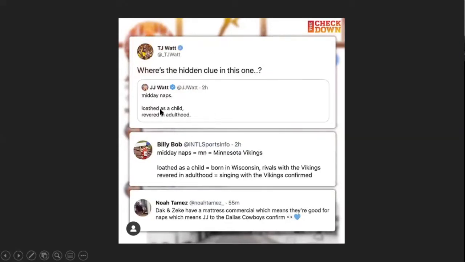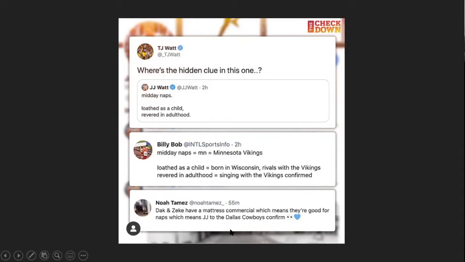But again, JJ Watt posts right here. His brother made a comment, but midday naps, loathed as a child, revered in adulthood. And I think it's interesting anytime an athlete starts to try and work on their poetry, but I think he should keep working. It's not working for me. So Billy Bop says, "Midday naps equals Minnesota Vikings. Loathed as a child means he was born in Wisconsin, aka rivals with the Vikings, but he'll be revered in adulthood because now he's going to sign with the Vikings."